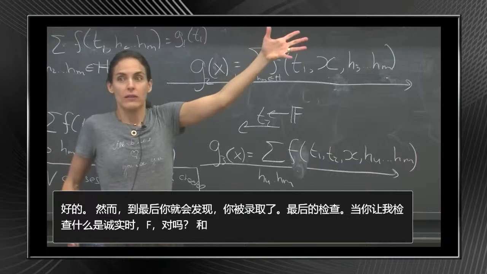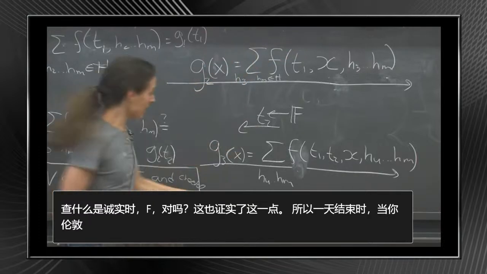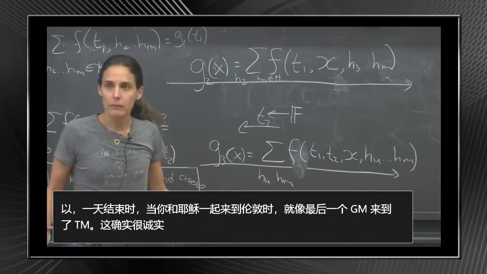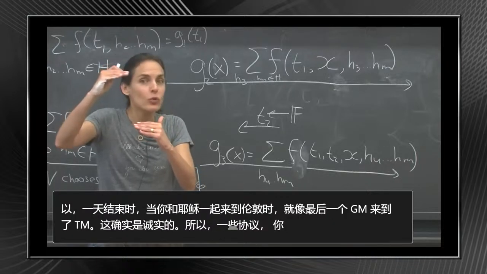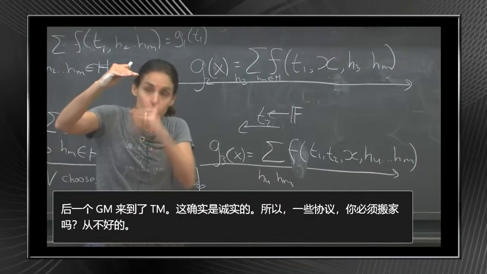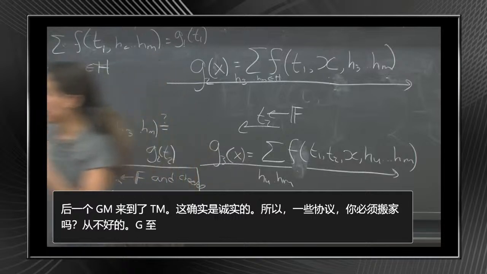And that verifies. So at the end of the day, the last one, G_m at t_m, is actually honest. So somewhere in the protocol, you had to move from a bad G to a good G. Okay, so again, here's the claim.